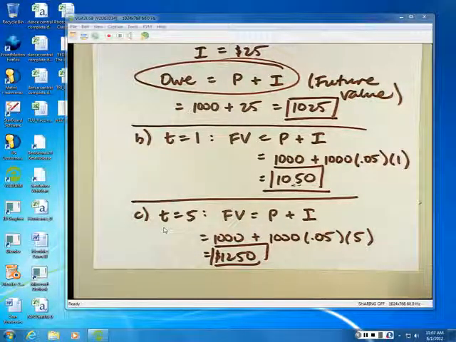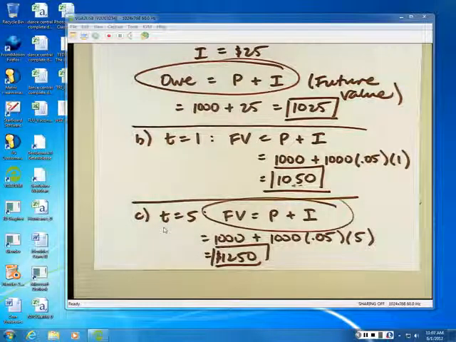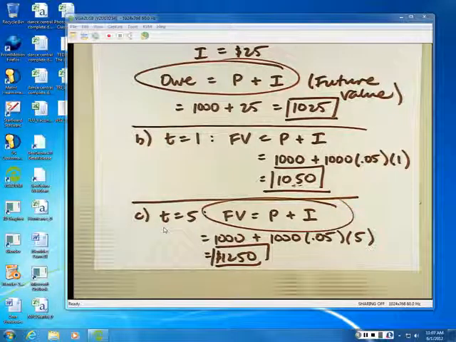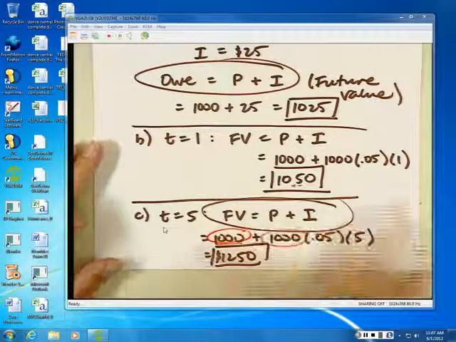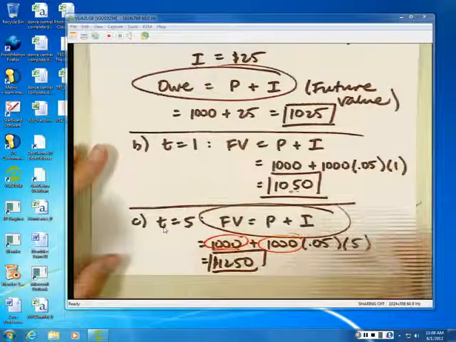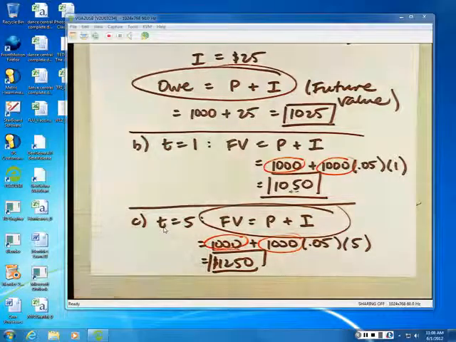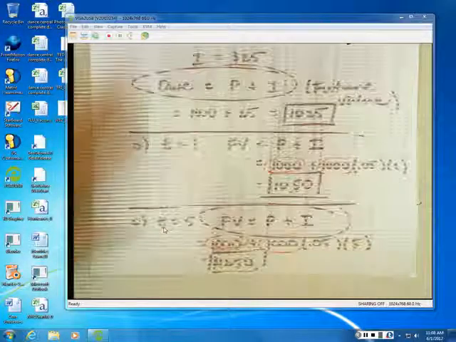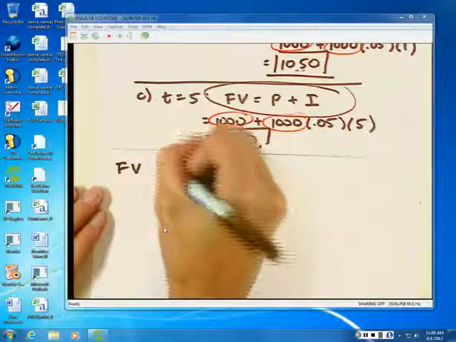Well, we can generalize what we have here. Each time we were doing, for that future value, principal plus interest. And if I take a look, I have that $1,000 here and here. If I go up to the example above, there's that principal. It shows up twice. It shows up in the principal and in that interest calculation. So if we want to generalize what we have into a formula, so this is our future value formula.